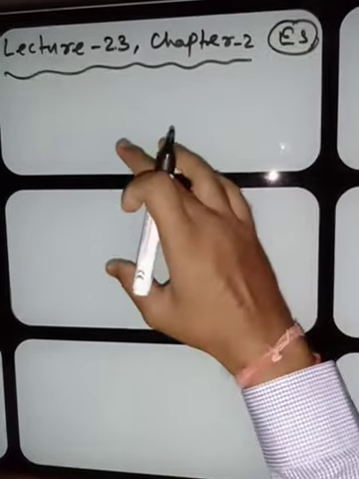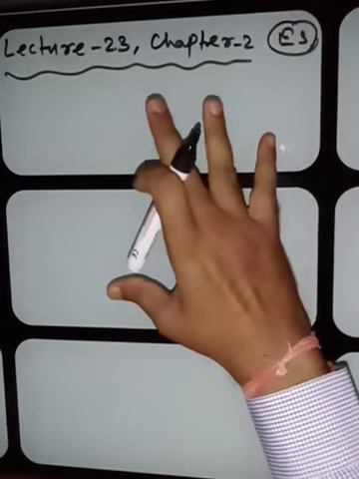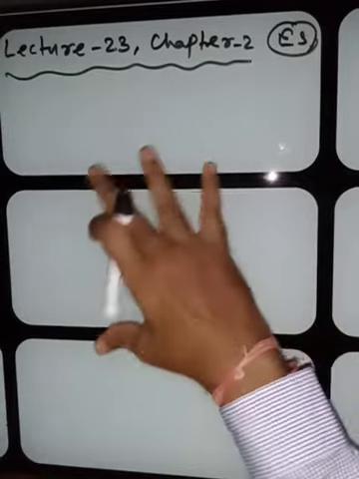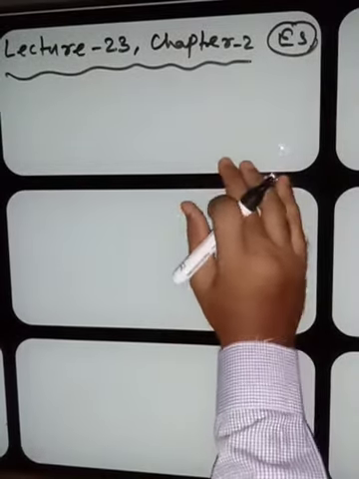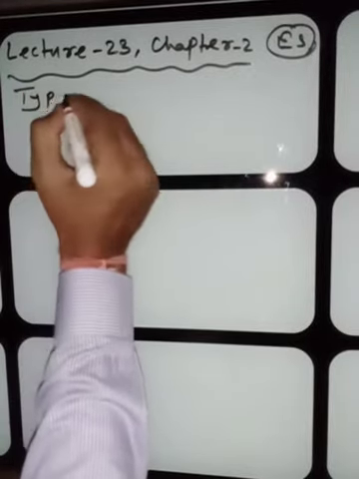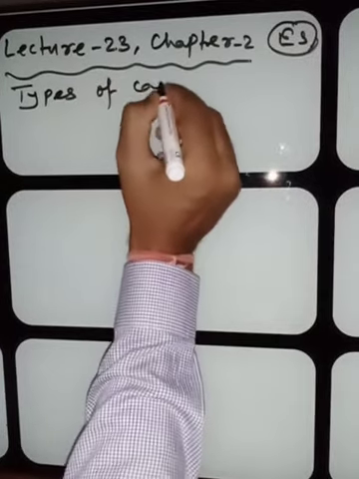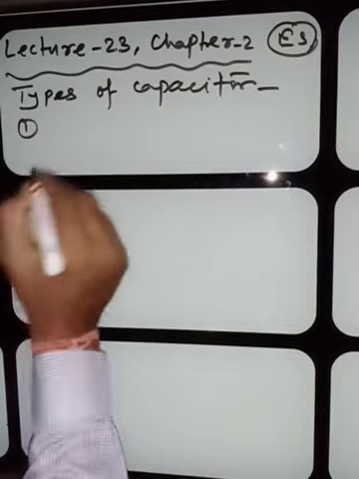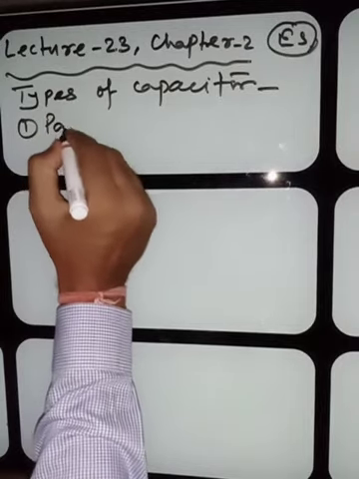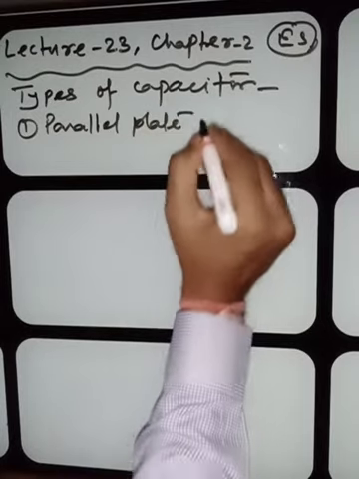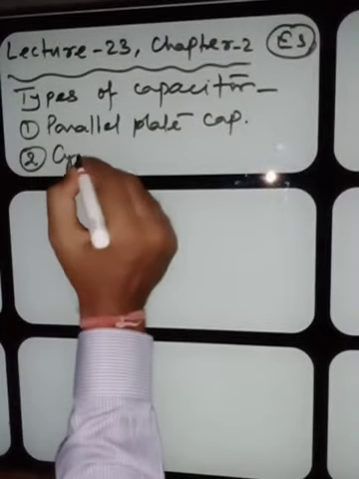How we can find capacitance. In very detail we have studied about the capacitance, what is capacitance, its SI unit, etc. I am S Pandey. My dear students, when we talk about the types of capacitor, we have three capacitors. One, parallel plate capacitor, second, cylindrical capacitor.